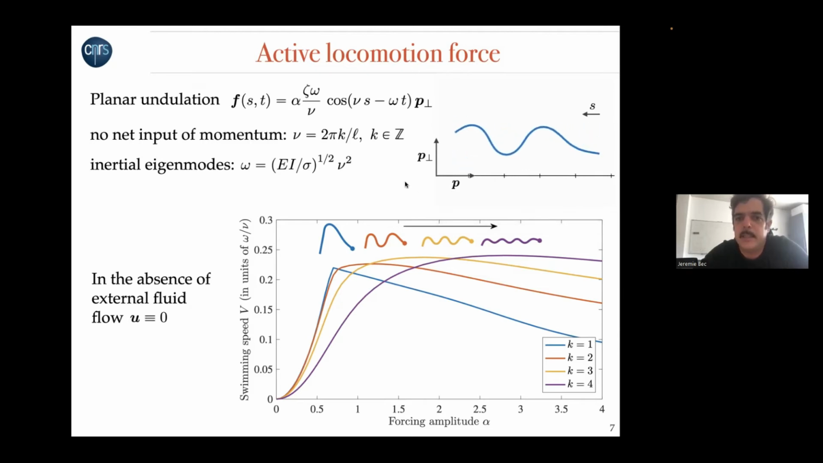So basically, in order not to cheat and not to provide any net input of momentum to the motion of the fiber, we have to consider modes which are exactly integer modes of the fiber.